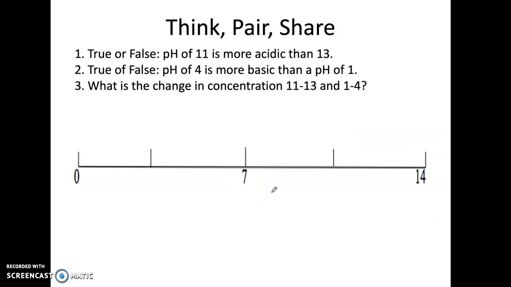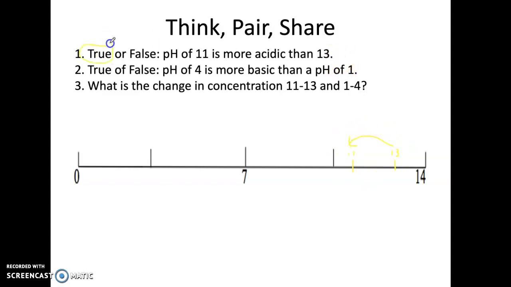So, true or false? pH of 11 is more acidic than 13. So 11 would be right here. 13 would be over here. Let's think about these things again. Anytime I'm moving this direction, it becomes more acidic. It's still base, but it's becoming more acidic, so that is true.